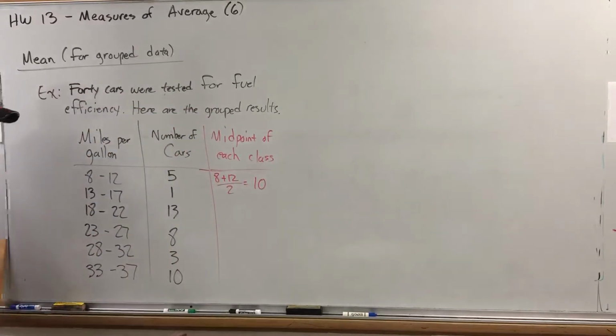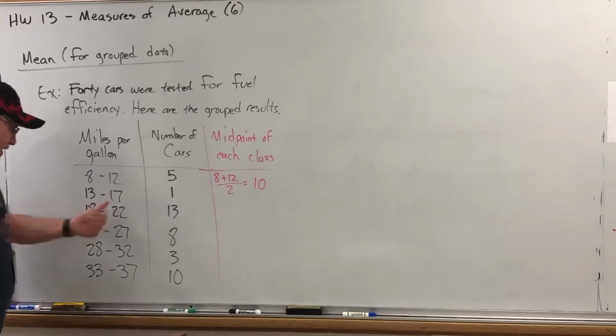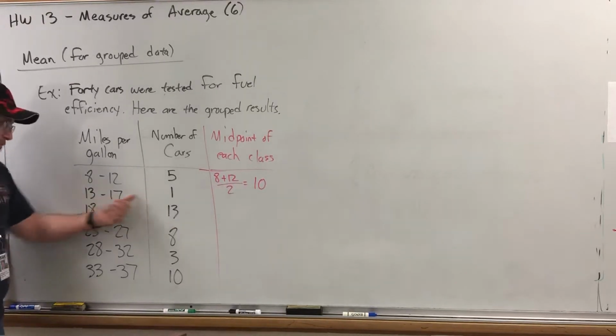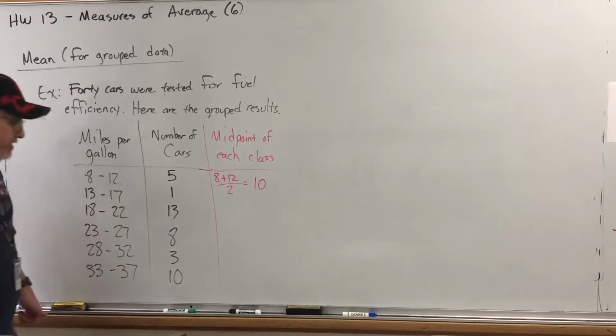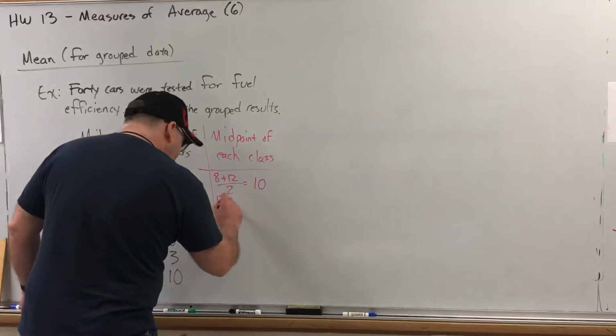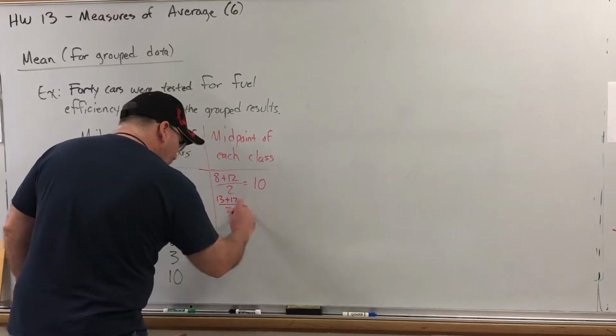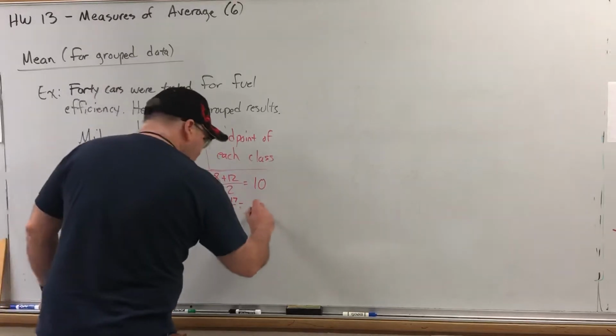It's the number that was in the middle. And we could do the same thing for the rest of them. I don't know what the one number in the second class was, so I'm going to make a best guess by finding the midpoint by averaging 13 and 17. If we add 13 plus 17 and divide it by 2, we get 30 divided by 2, which is 15.